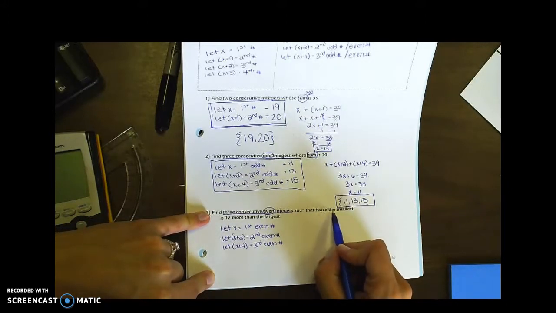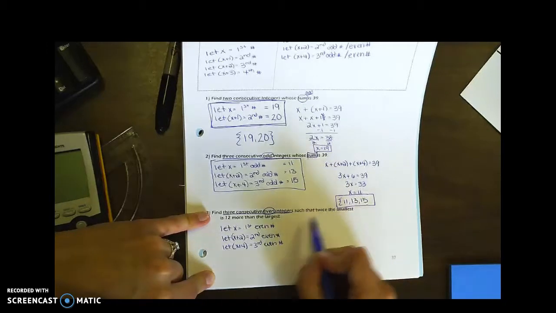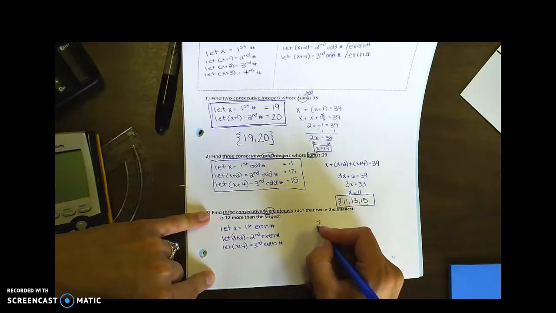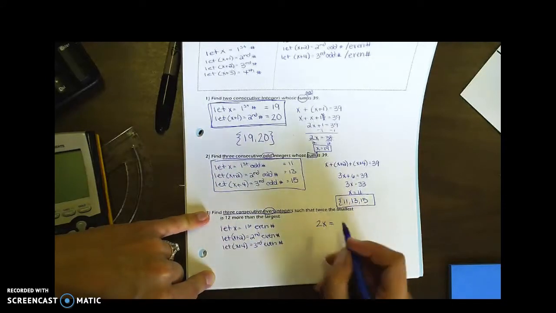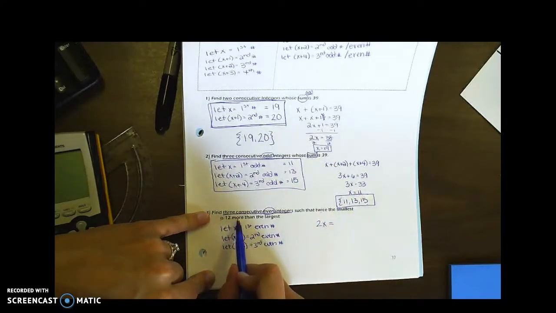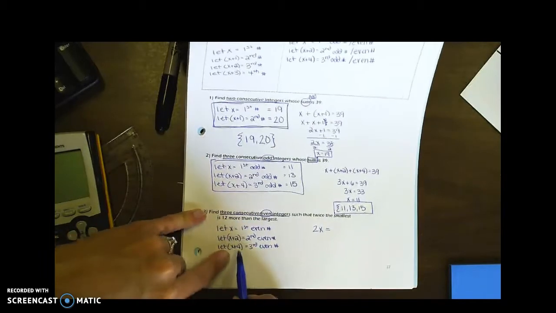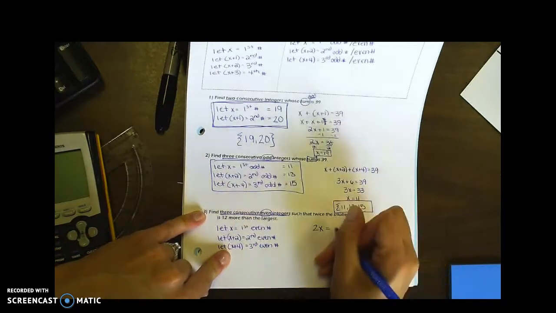So twice the smallest. The smallest number is x, so twice is 2x. The word is means equals. 12 more than the largest. So we're going to add 12 onto the largest number, which is x plus 4.